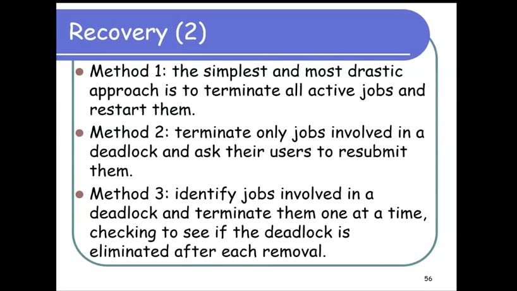So first, simplest, I'm going to find a victim. The simplest, most relatable is terminate all active jobs and restart them. Close, restart the PC, push the shutdown button, something like that. Method 2, terminate only jobs involved in deadlock and ask the user to resubmit them. Sometimes you see a pop-up saying it's unresponsive. You control delete, you end that, so you remove the deadlock. Method 3, identify jobs involved in deadlock. Maybe this program is taking more resources, so you terminate them.